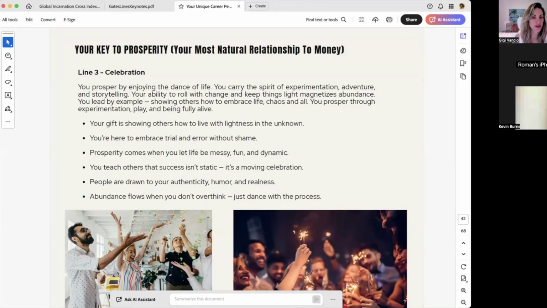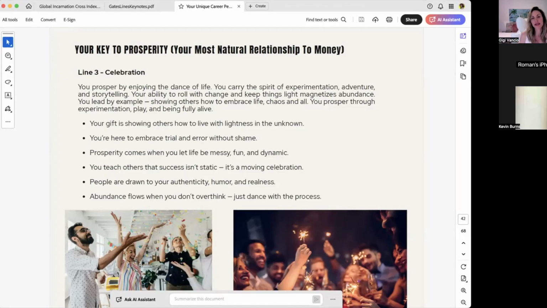And the gift is showing others how to live with lightness in the unknown and being here to embrace trial and error without shame. Prosperity comes when you let life be messy and fun and dynamic, teaching others that success isn't static, it's a moving celebration. People are drawn to your authenticity, humor, and realness. And abundance flows when you don't overthink, you just dance with the process.